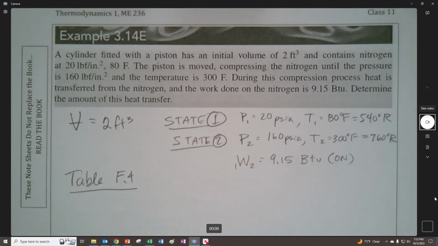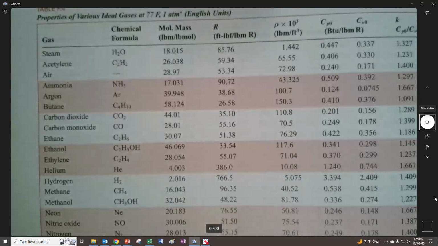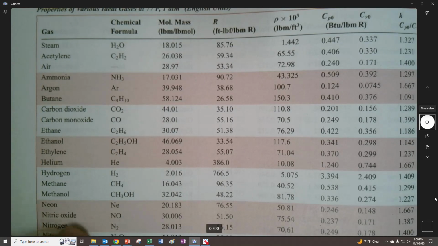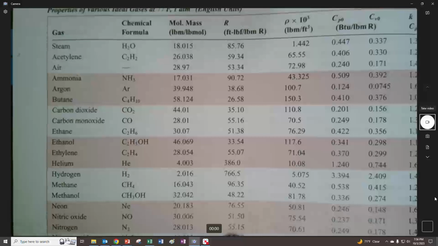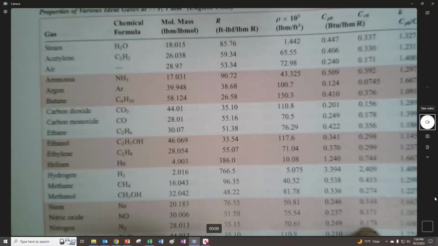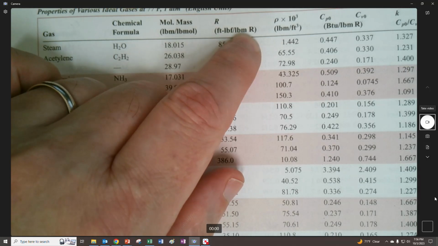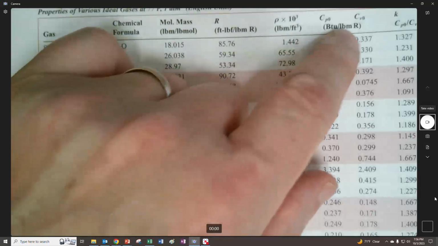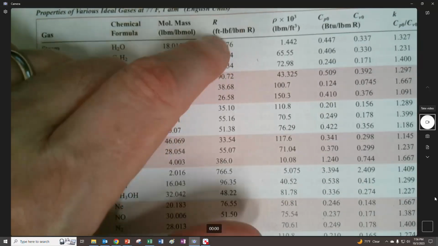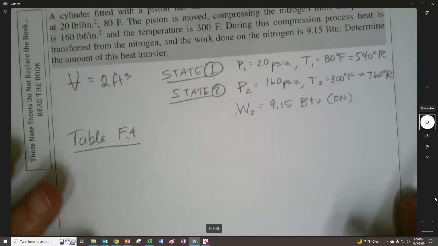Okay, I went to F7, so I've got to go up a little bit earlier. I tabbed the steam table as part of this, but F4, here you go. And looking at this, we have nitrogen right here at the bottom. So the R is 55.15, and the specific heats are 0.249 and 0.178. But look at the units. This is foot-pounds per pound mass, degree Rankine, and these are BTUs per pound mass, degree Rankine. So to be able to make a comparison between that and this, you need to convert one or the other with that 778.17 constant conversion thing about foot-pounds and BTUs.